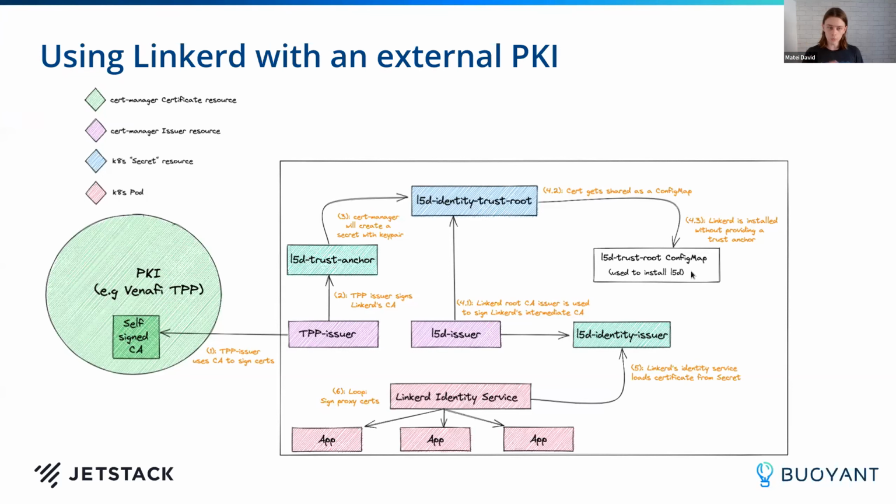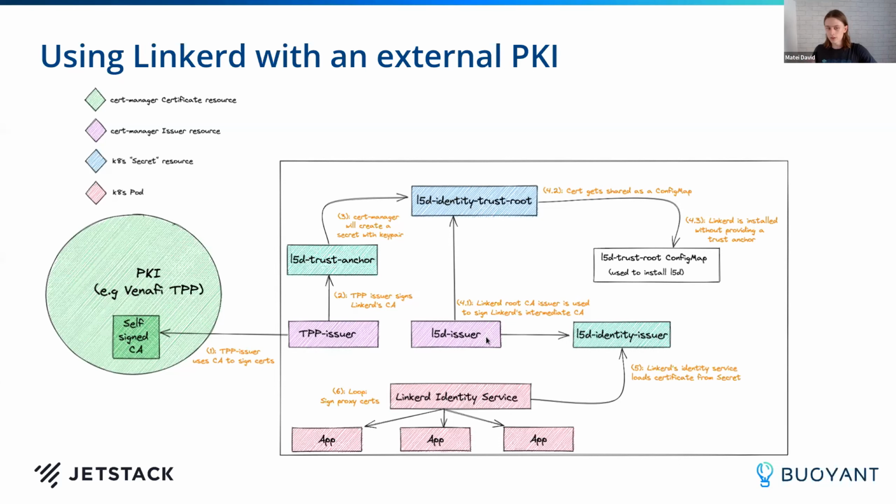In step 4.1, which is down below, we use the same secret to create another issuer for Linkerd, and this issuer will sign Linkerd's identity issuer certificates. So like I said, lots of issuers, lots of identities. But what this means is that we have a new cluster issuer that's going to receive resources to bootstrap Linkerd's intermediate CA.